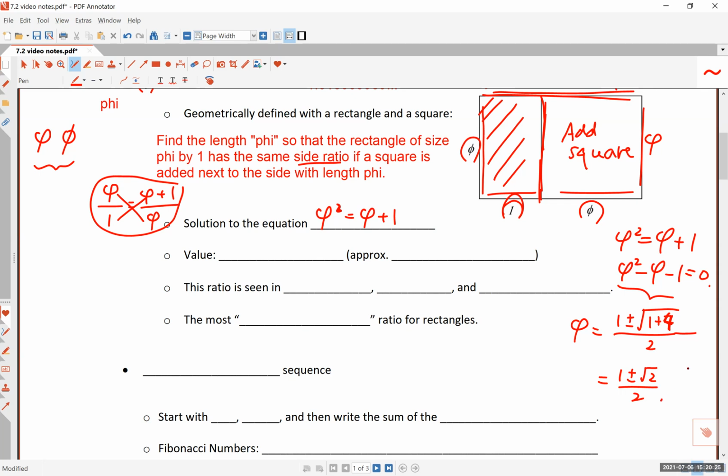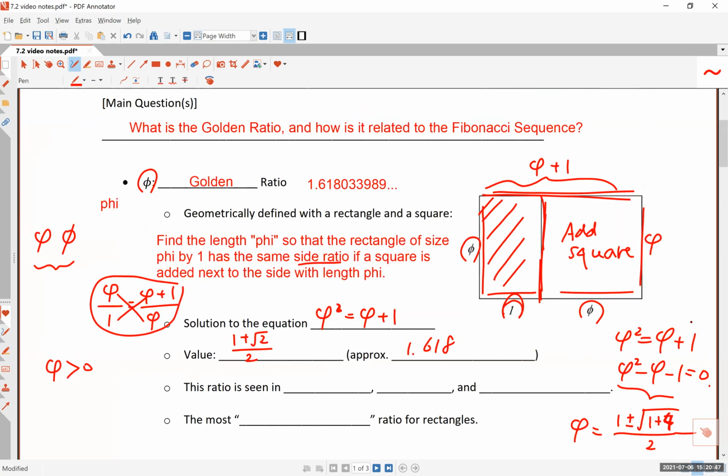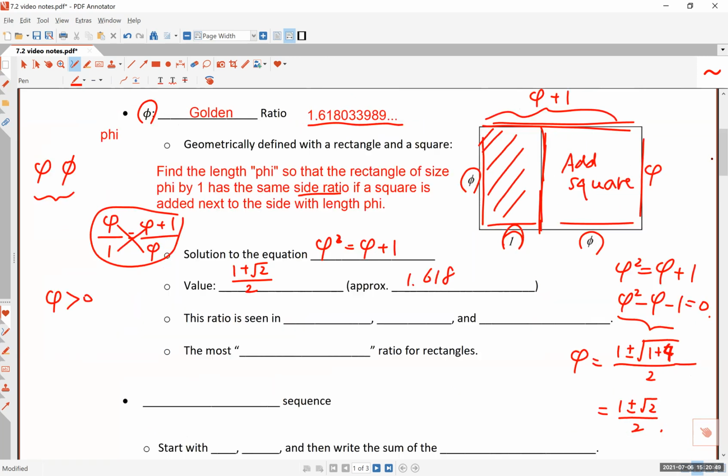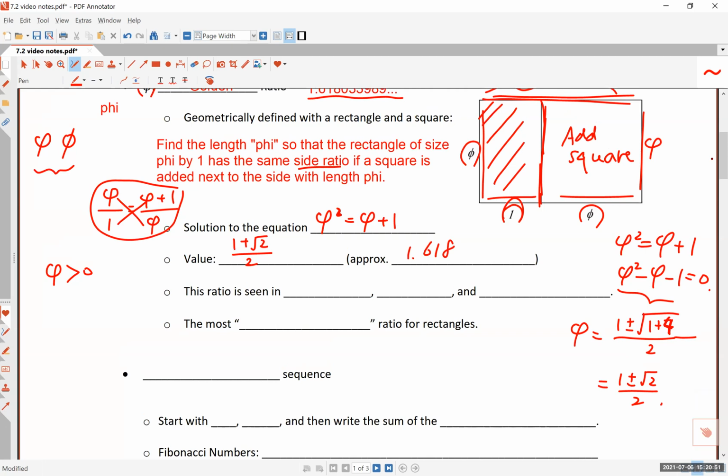If you insist that phi is positive, then you only have, of course, the one positive answer to this, and that answer is 1 plus square root of 5 over 2. Now, you don't need to know all the details of this, but I do want you to know this is approximately 1.618, okay? And I give you more digits here if you prefer. But the ratio is seen in lots of interesting things. That's a surprising thing about this.